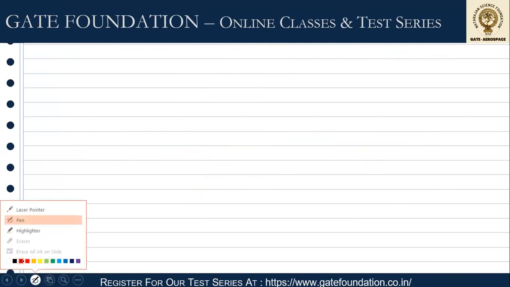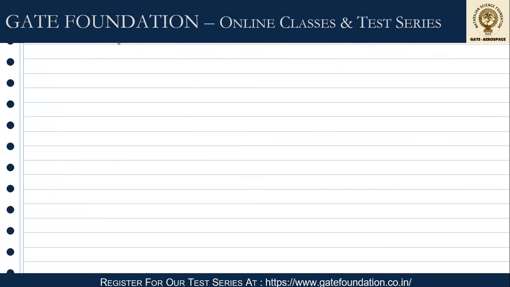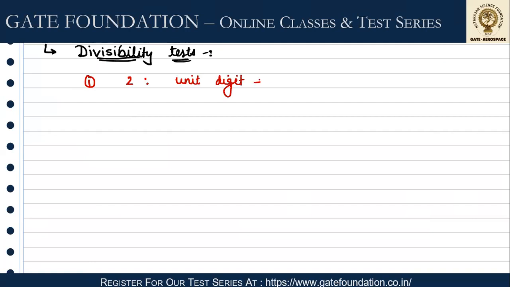Now, the next most important topic from this chapter, which again is going to help you out a lot, is divisibility tests. So let's talk about the divisibility test of each of the numbers. We'll start with 2, which is basic even, right? So what is the divisibility test over here? The unit digit of the number. If the unit digit of the number is 0, 2, 4, 6, or 8, it is divisible by 2.